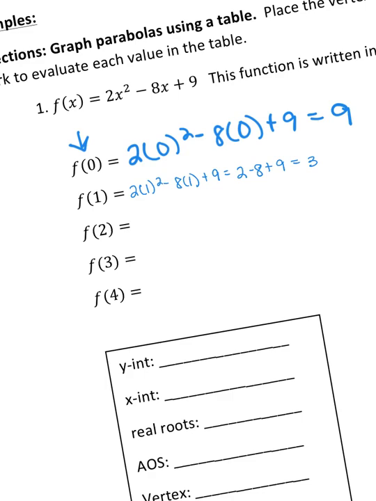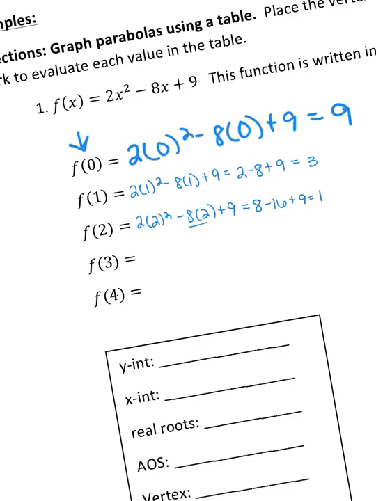Let's find f of 2. So 2 times 2 squared minus 8 times 2 plus 9. 2 squared is 4. 4 times 2 is 8. 8 times 2 is 16, so minus 16 plus 9. So 8 minus 16 is negative 8 plus 9 is a positive 1.